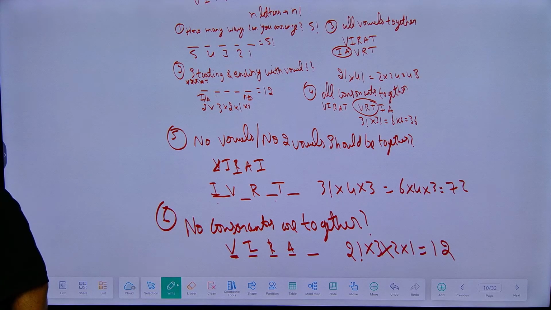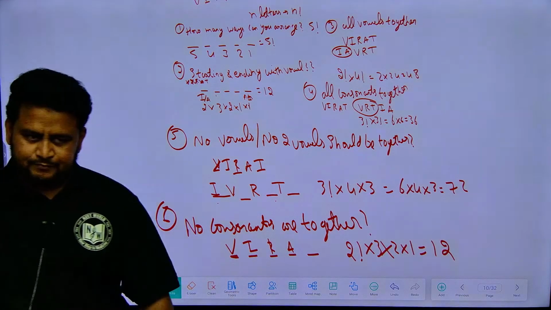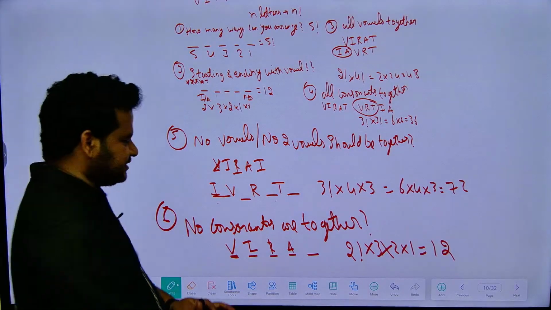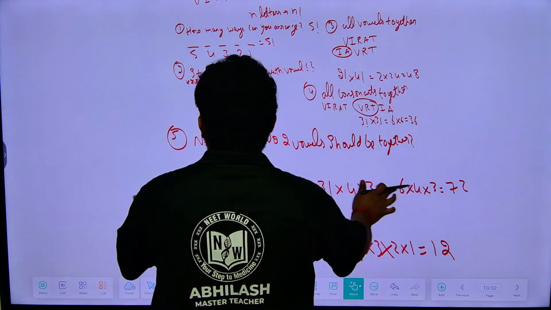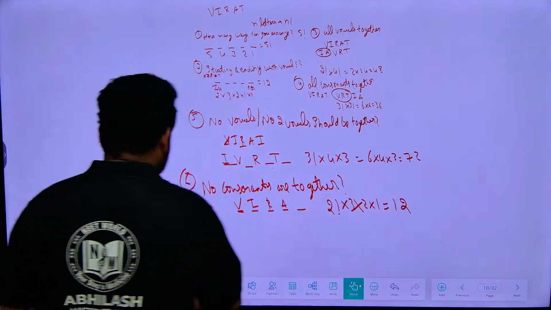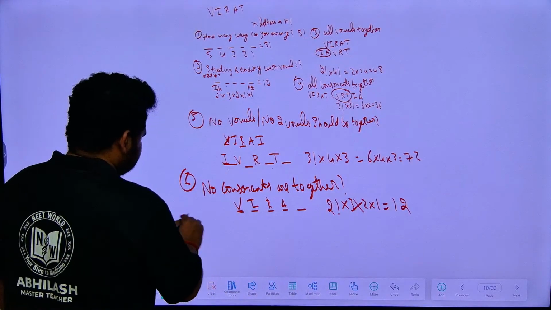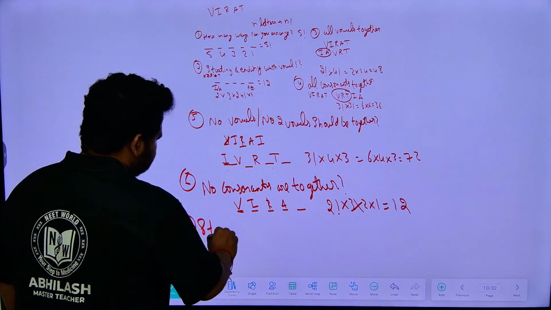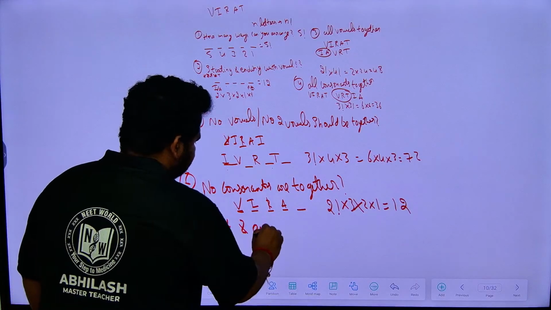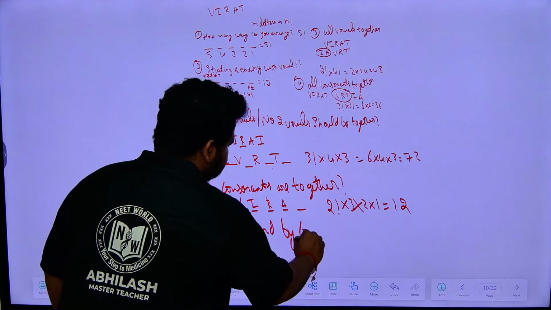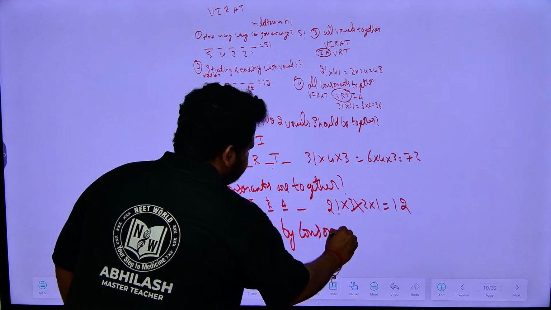Now we saw one question, start and end by vowel. Now let us see, start and end by what? Consonant. Start and end by consonant.